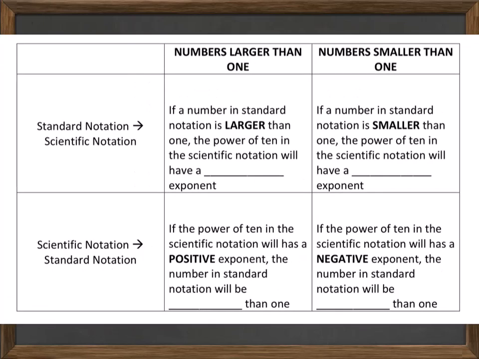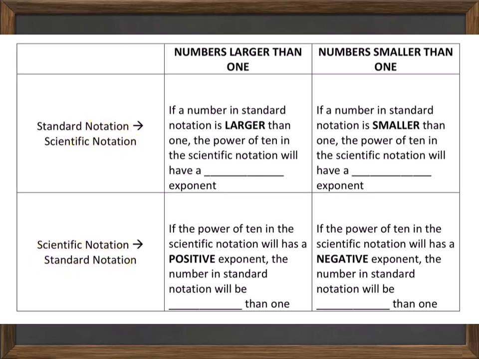Let's begin. In this video, we are going to learn to convert from standard notation. Standard notation is just numbers as you have experienced them in life thus far and as you're used to seeing them. So converting from standard notation to scientific notation, and then we're also going to learn to convert from scientific notation back to standard notation.